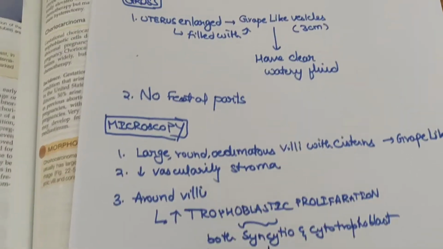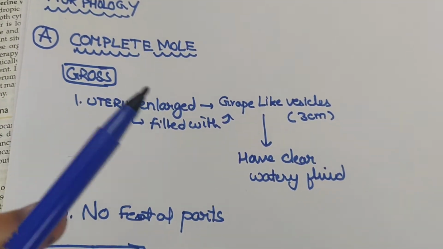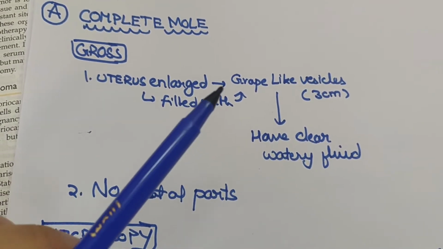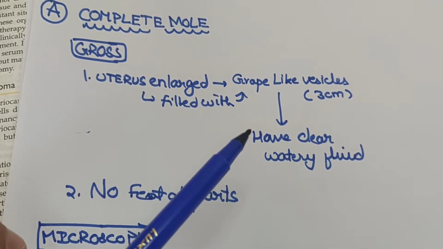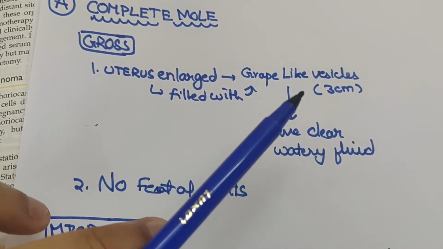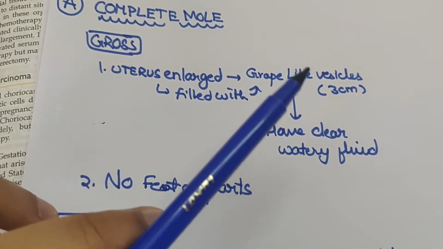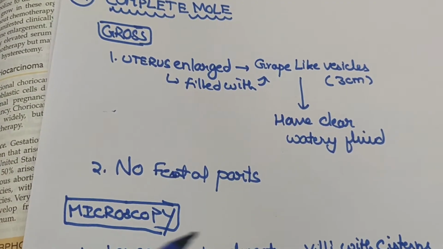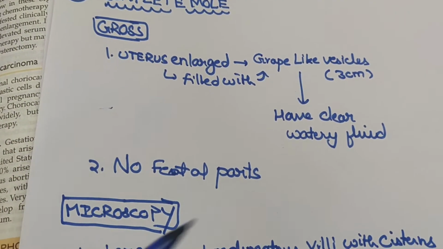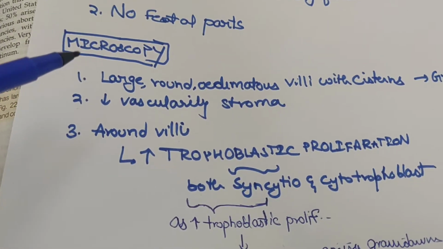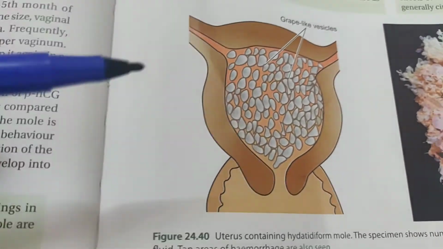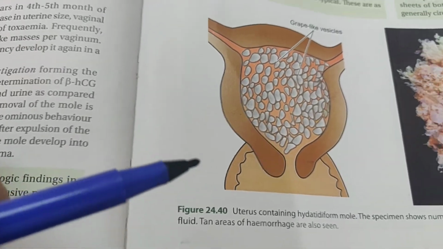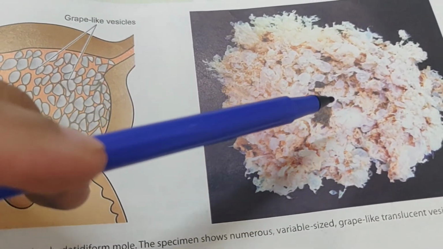Okay. Next, coming to the morphology of these moles. In complete mole, when we see grossly, the uterus is enlarged due to filling with grape-like vesicles. These are up to 3 centimeters and have clear watery fluid. So these grape-like vesicles are nothing but the enlarged chorionic villi, which can be seen as grape-like vesicles. And in complete mole we can't see fetal parts. Okay, I will show you the gross morphology of complete mole. You can see grape-like vesicles in the uterus. You can see these are the grape-like vesicles.